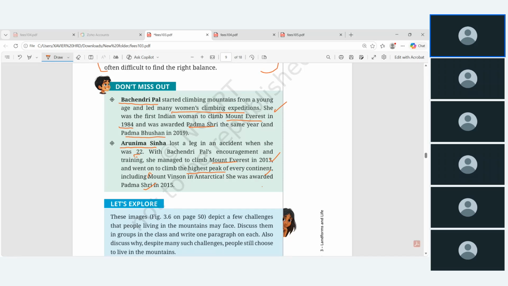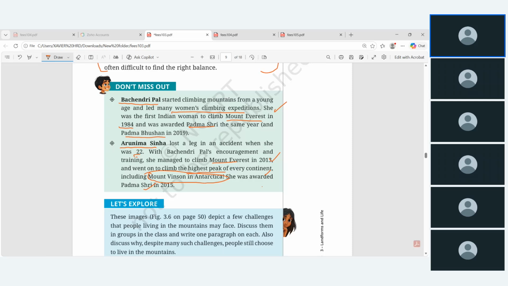From an exam point of view, they may not ask about these women. Mostly the question would be around Mount Vinson, whether it is in Antarctica or the Arctic, or match the following, or which of the following pairs are correct or not correct.